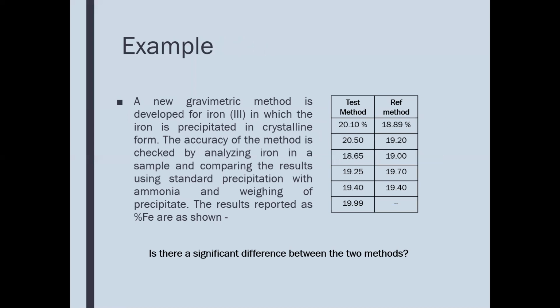It's a new gravimetric method, the test method, which is developed for determining iron. Now, iron is precipitated in the crystalline form. The accuracy is checked by analyzing the iron in the sample, and we are comparing it with the reference method, wherein they have used ammonia for precipitation and weighing the precipitate. That is the usual method. The table shows the results, which are reported as percent of Fe, that is iron content. We have to find out whether there is a significant difference between the two methods, that is test method and reference method, at 95% confidence interval.